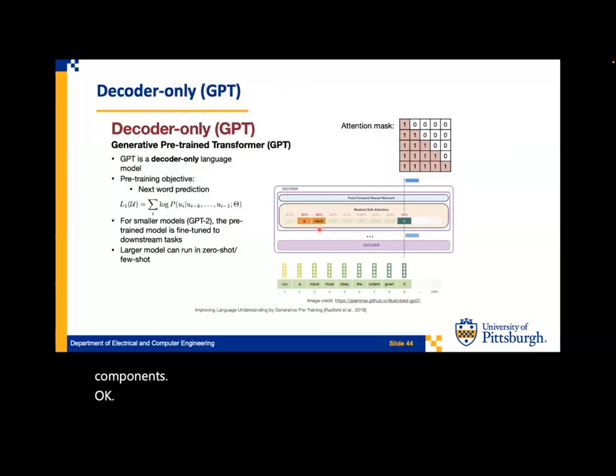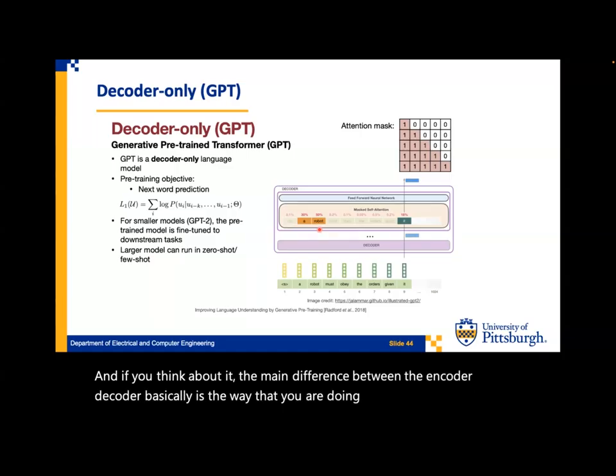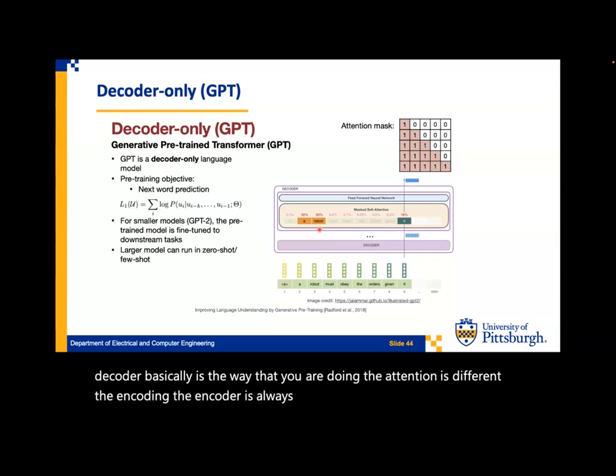If you think about it, the main difference between the encoder and decoder is the way that you are doing the attention. The encoder is always doing global attention, and the decoder is always doing masked attention. Does that make sense?